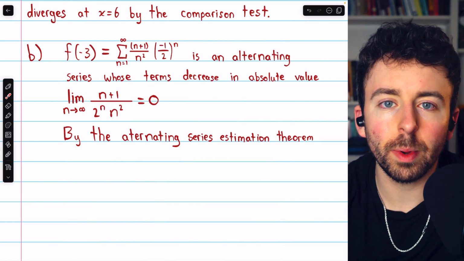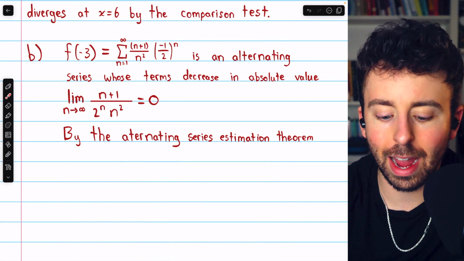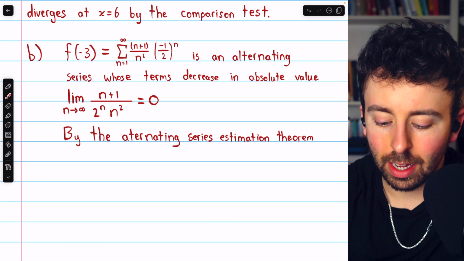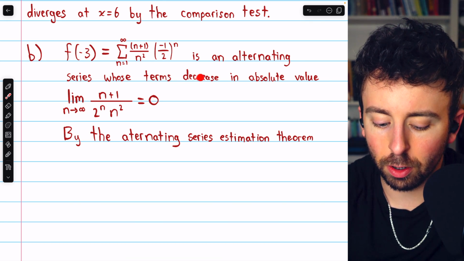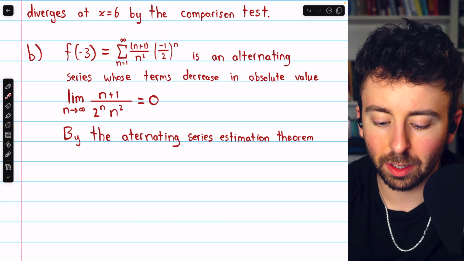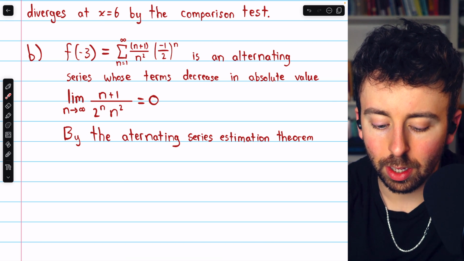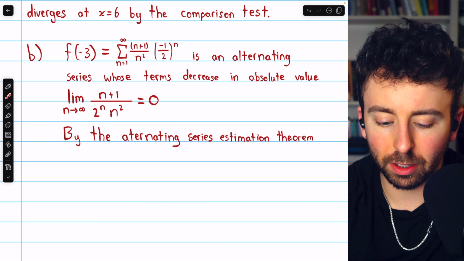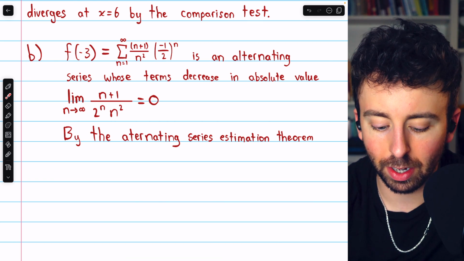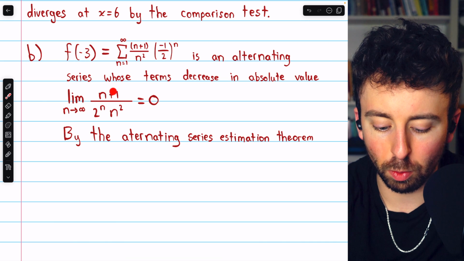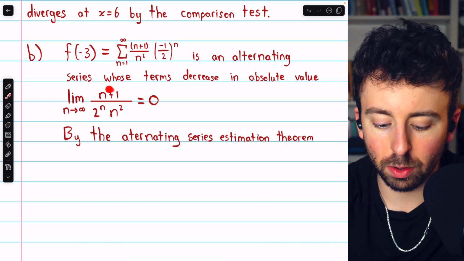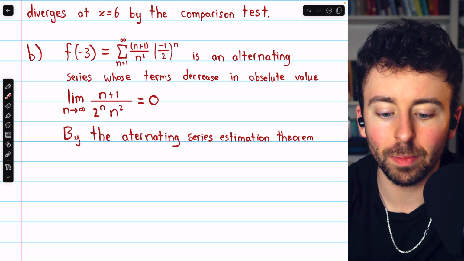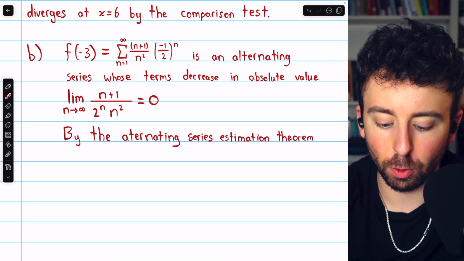The alternating series estimation theorem gives us a very simple bound for the error of a partial sum. F of negative 3, which was given to us as this, is certainly an alternating series, and its terms decrease in absolute value. If we ignore this negative, the terms of the series look like this, and these decrease in absolute value and converge to 0 as n approaches infinity. That's pretty clear because the degree of the denominator, 2, is greater than the degree of the numerator. Not to mention the denominator has this 2 to the n term. So certainly these terms will decrease to 0.